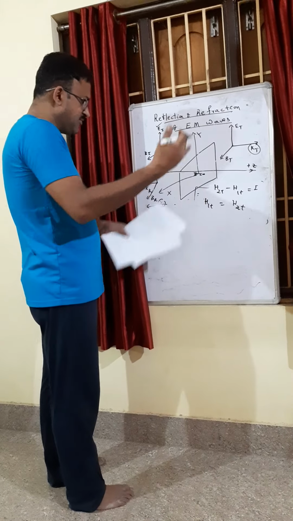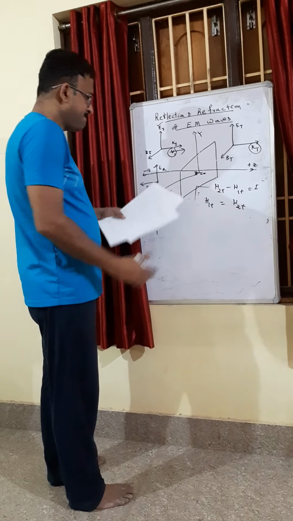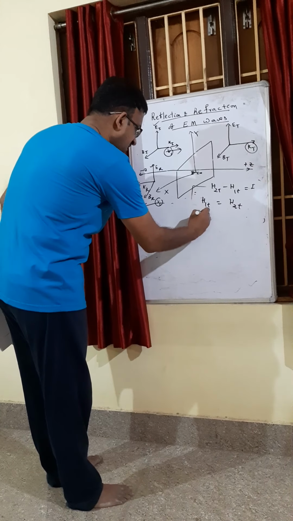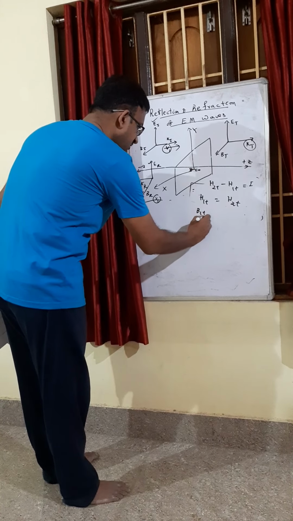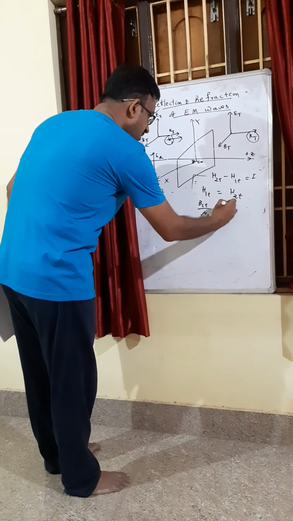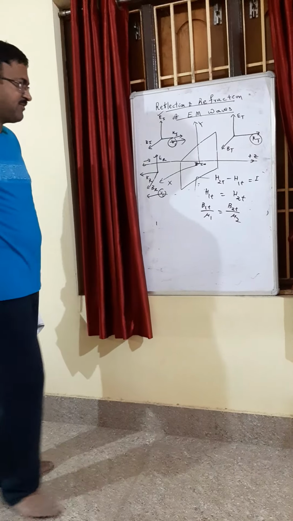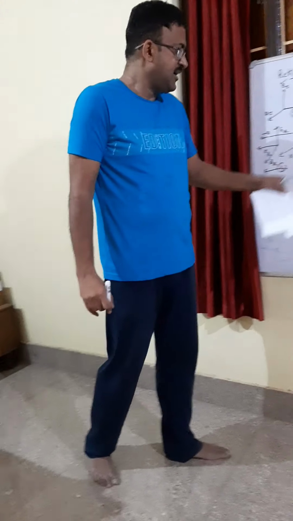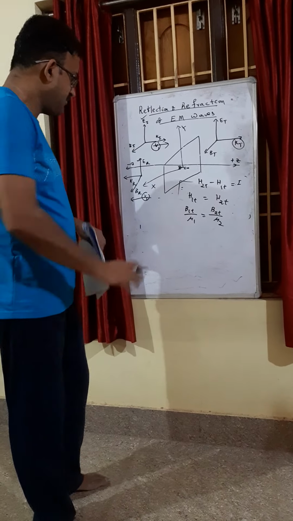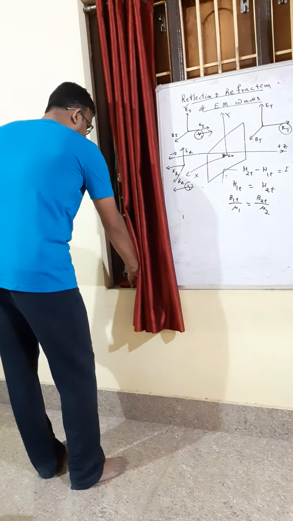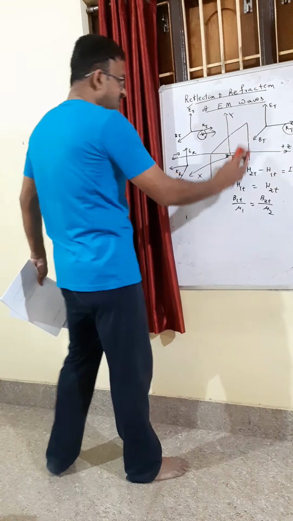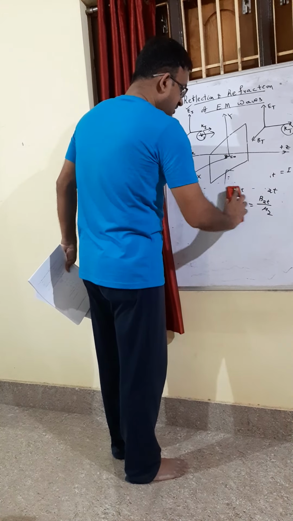This is H, and you can convert it in terms of B, the magnetic field induction. So you will find B1 by mu1 and B2 by mu2. What are mu1 and mu2? I have already defined them. Mu1 and mu2 are the permeability of the medium on the left of the boundary and on the right of the boundary respectively.